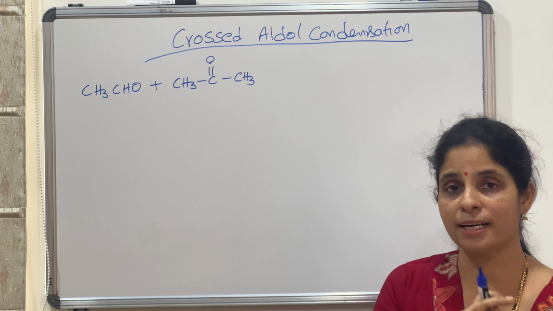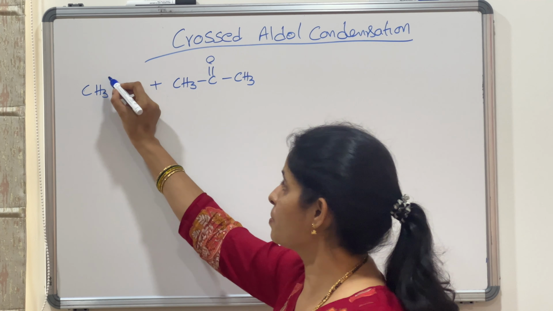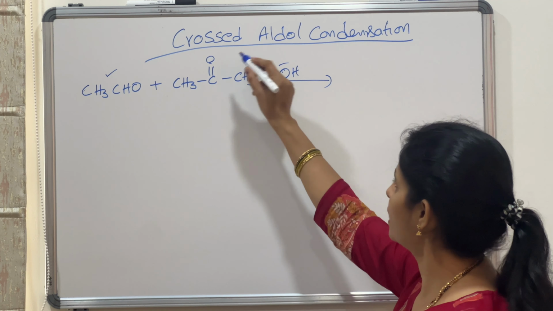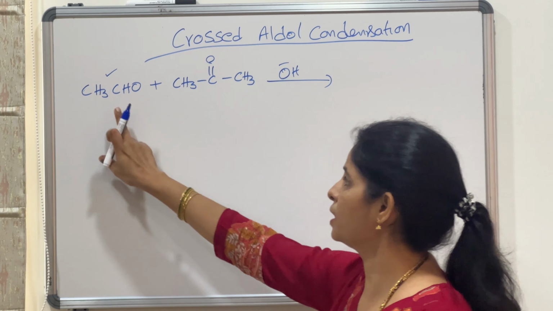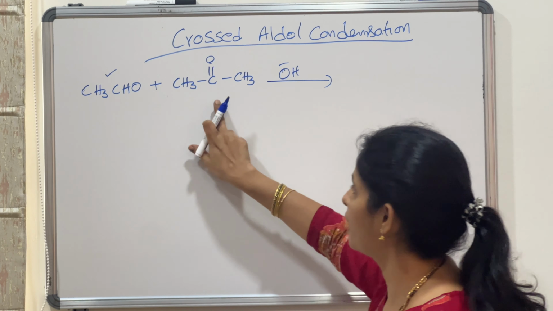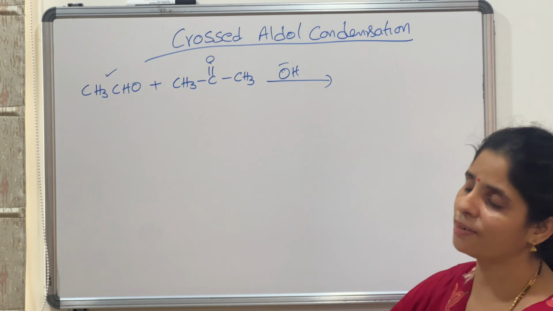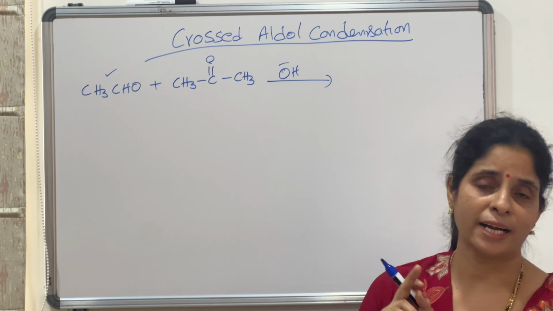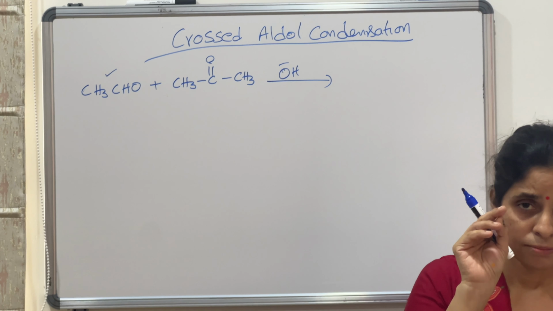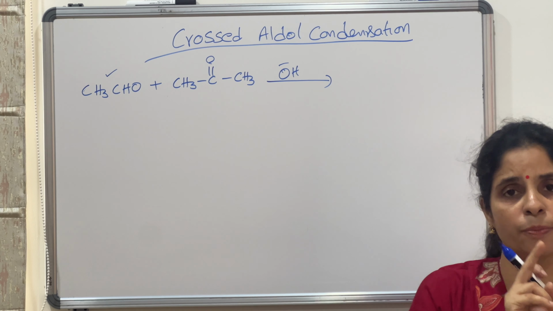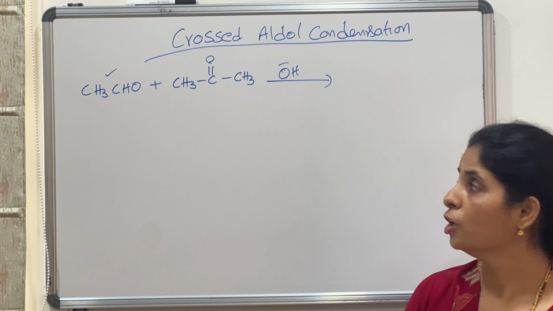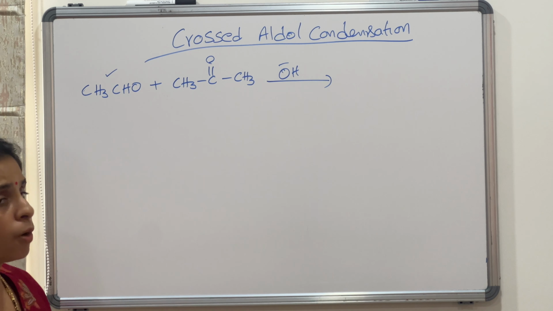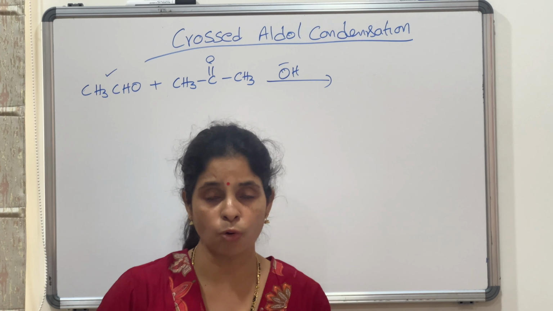So if the condensation is between different ones, as given here, it is a crossed aldol condensation between an aldehyde and a ketone. Here is how to write the product. First thing, you attach the alpha carbon to the carbonyl carbon while writing the product. Here we'll get four products if you take it like this. How to write those four products?